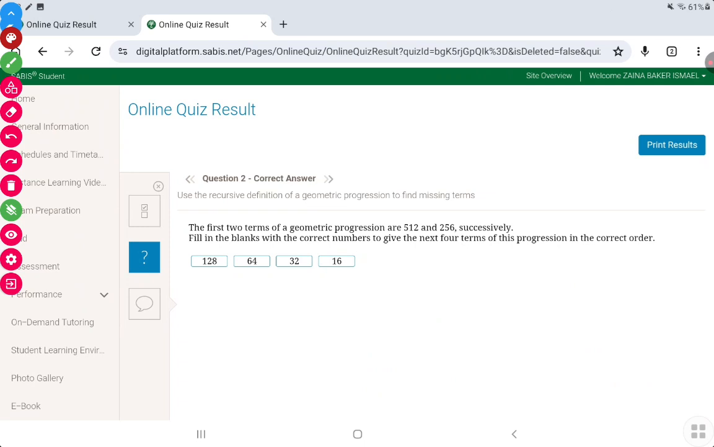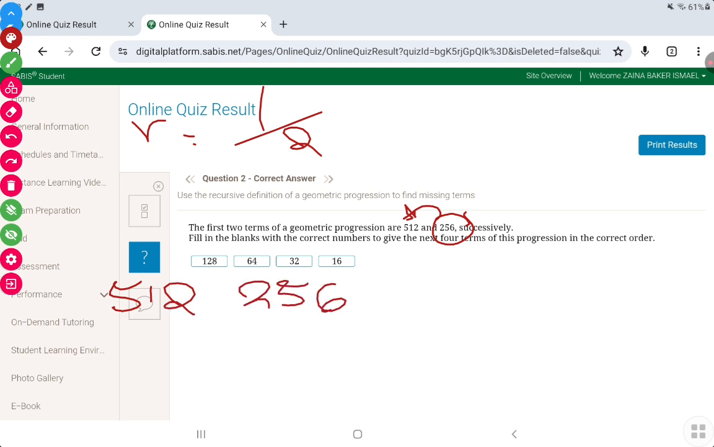Okay, we have a geometric progression. They told us it was geometric. So geometric means you multiply by the same number every time. You multiply by the same ratio every time. To find out the ratio, we divide the second number by the first, or any number by the number before it. So 256 divided by 512 is 1 over 2, which means the ratio is equal to 1 over 2.